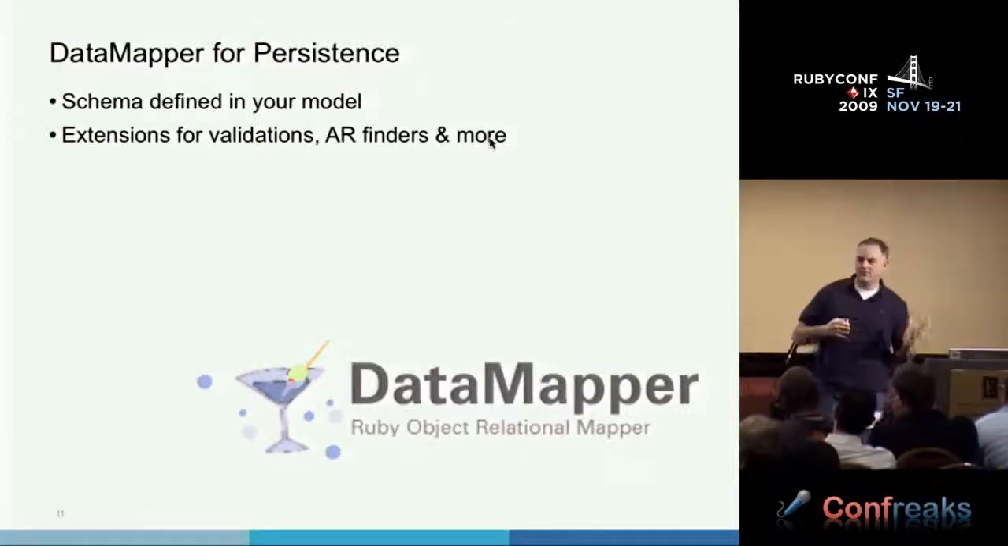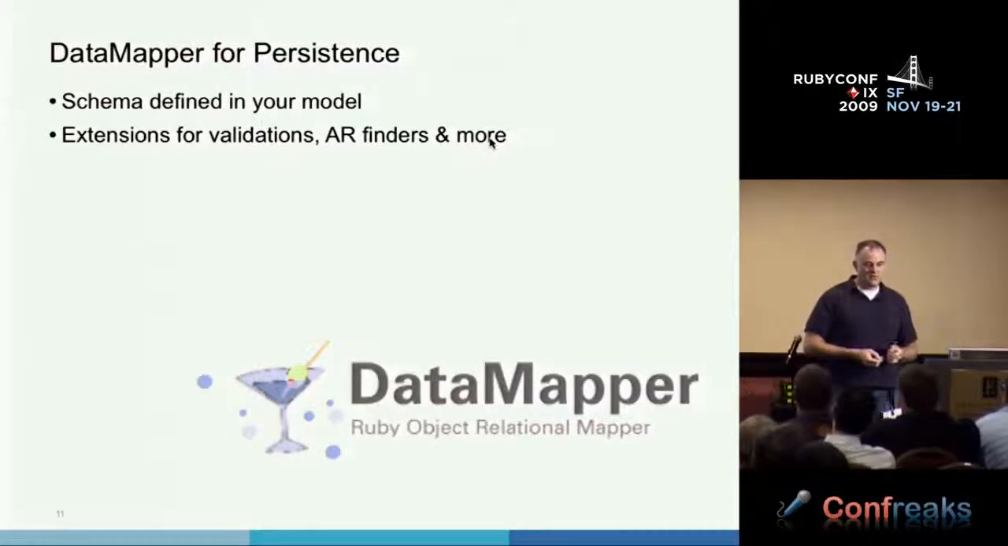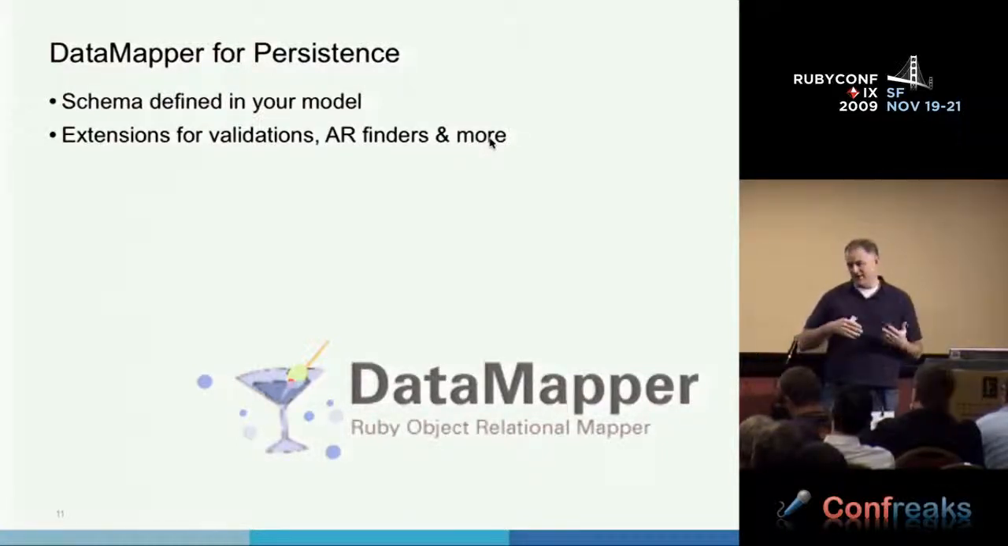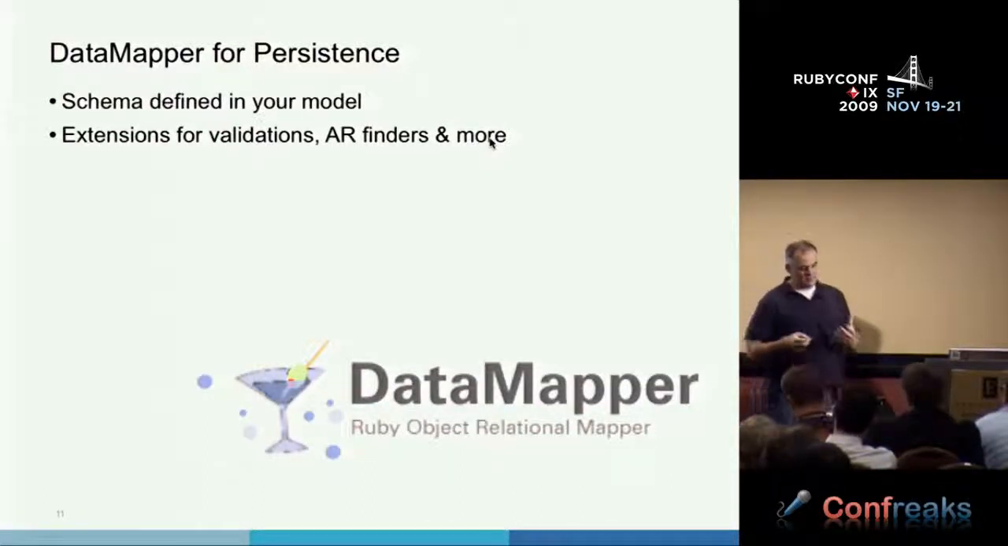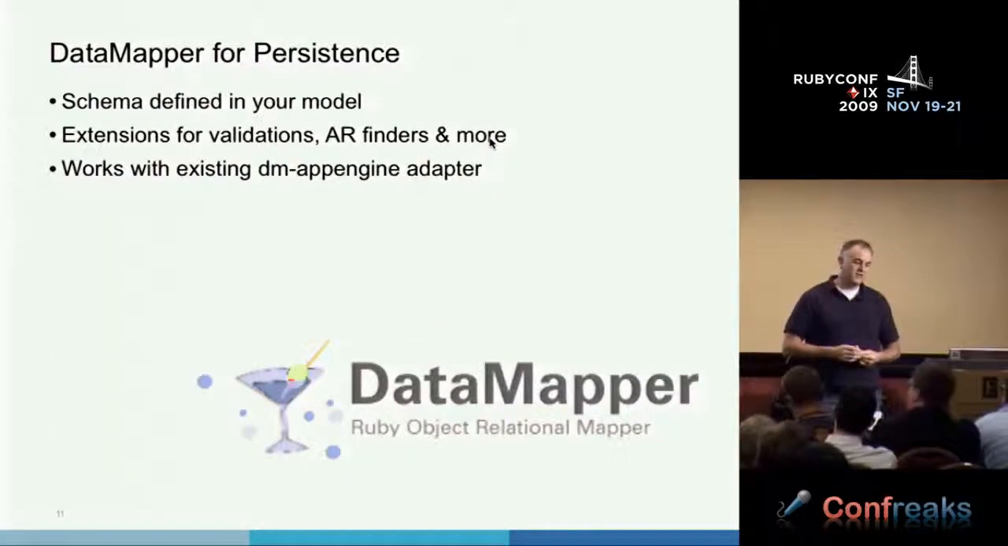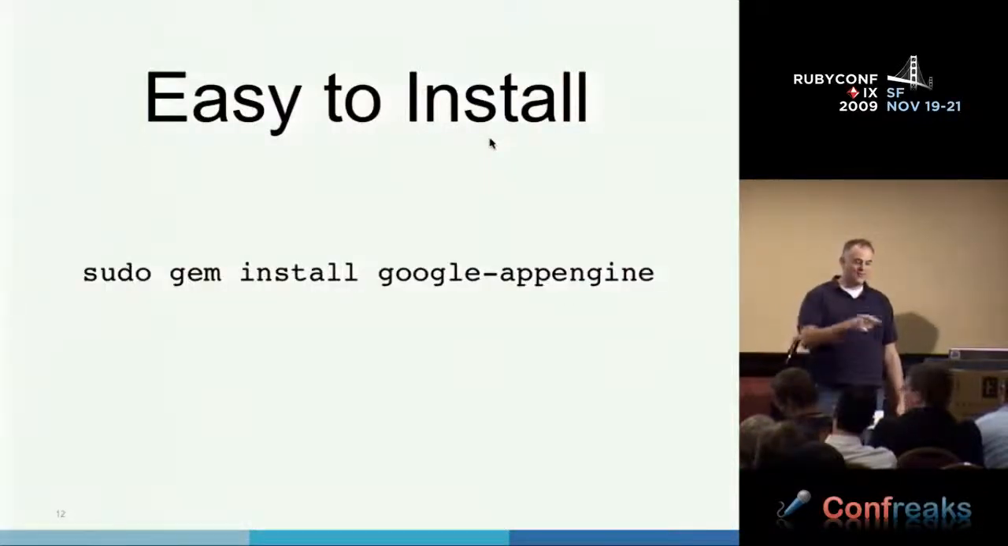Data store is just going to persist those objects. There's no translation to SQL. There is no SQL. So you also have access to extensions like validations, active record finders like find all by first name, etc. You can use those. All the extensions should work fine, even though some of the operators that we have are limited because data store is a very simple persistence layer. And also, it works with the existing DM adapter for DataMapper that Ryan wrote, so you can start using it today.